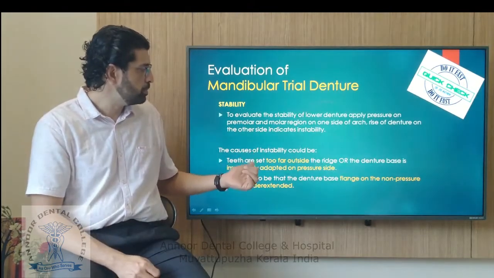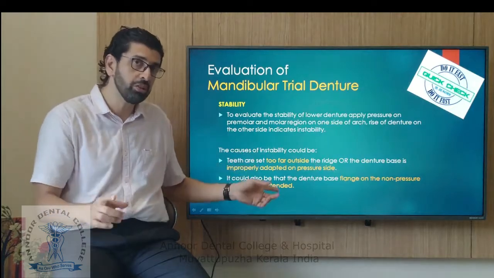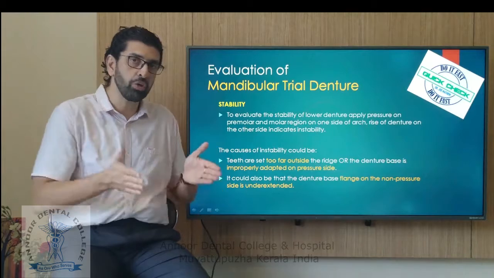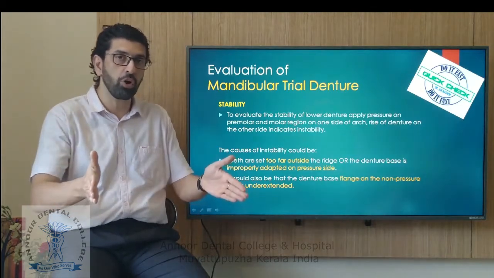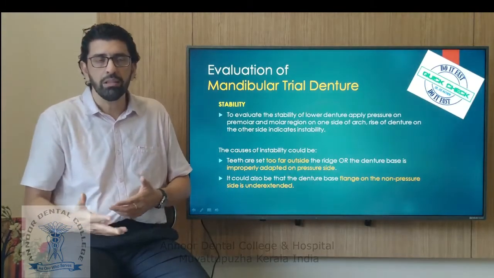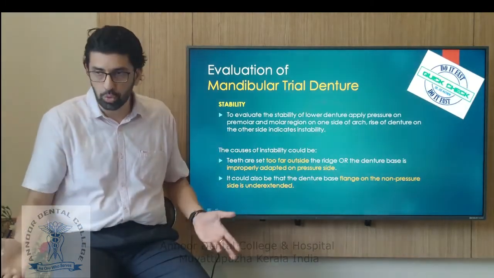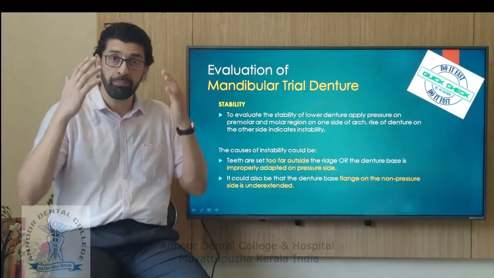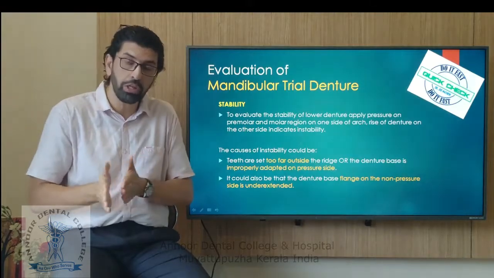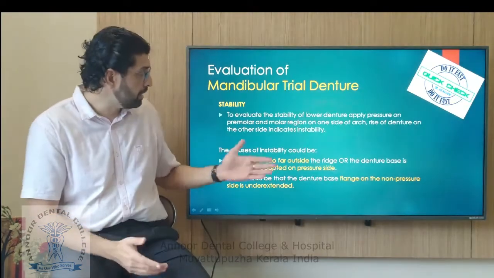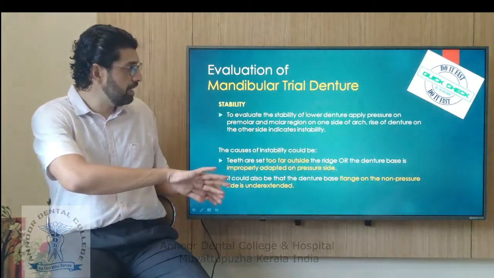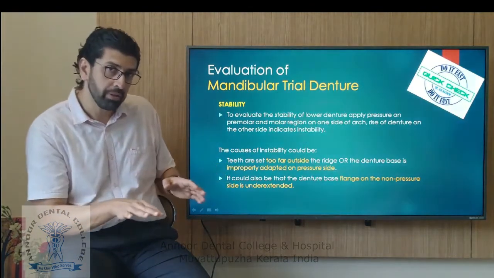The cause of instability usually is that the teeth are set too far outside. So this is where you need to pay a little bit of attention. Unlike the previous time where you probably had your rims correctly focused on the crest of the ridge, here in the process of arrangement, there is a chance that perhaps you or whoever did the arrangement got a little sleepy, didn't really focus on it, and slowly but surely the arrangement went off a little bit buccally, too far outside, and this makes the denture start to tip.